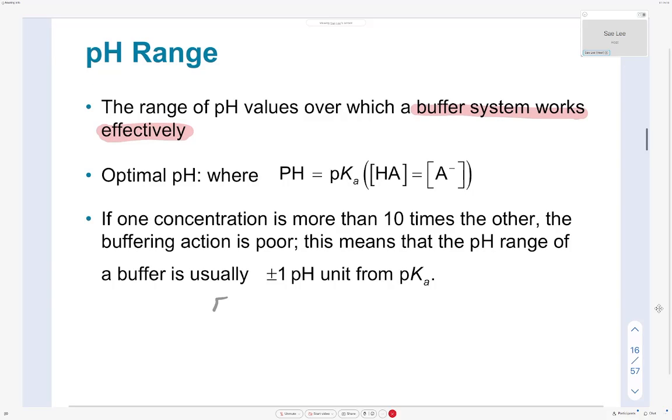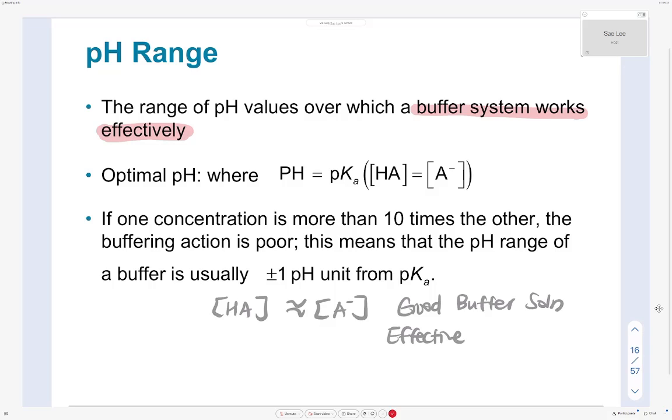So an optimal buffer solution would have similar concentrations of acid and conjugate base. A good, or effective, buffer solution will have similar concentrations of acid and its conjugate base. This concentration doesn't have to be perfectly equal, but you want to keep this ratio close to 1 for an ideal buffer solution.